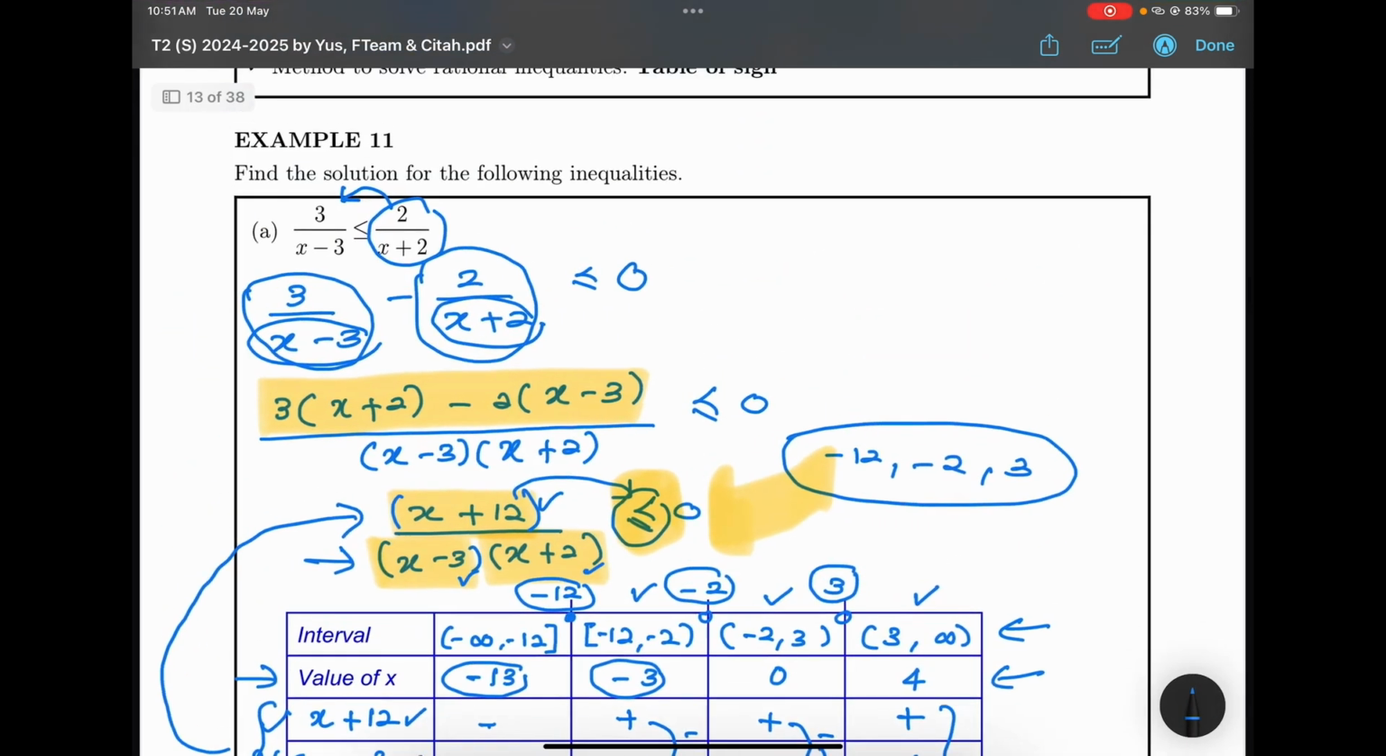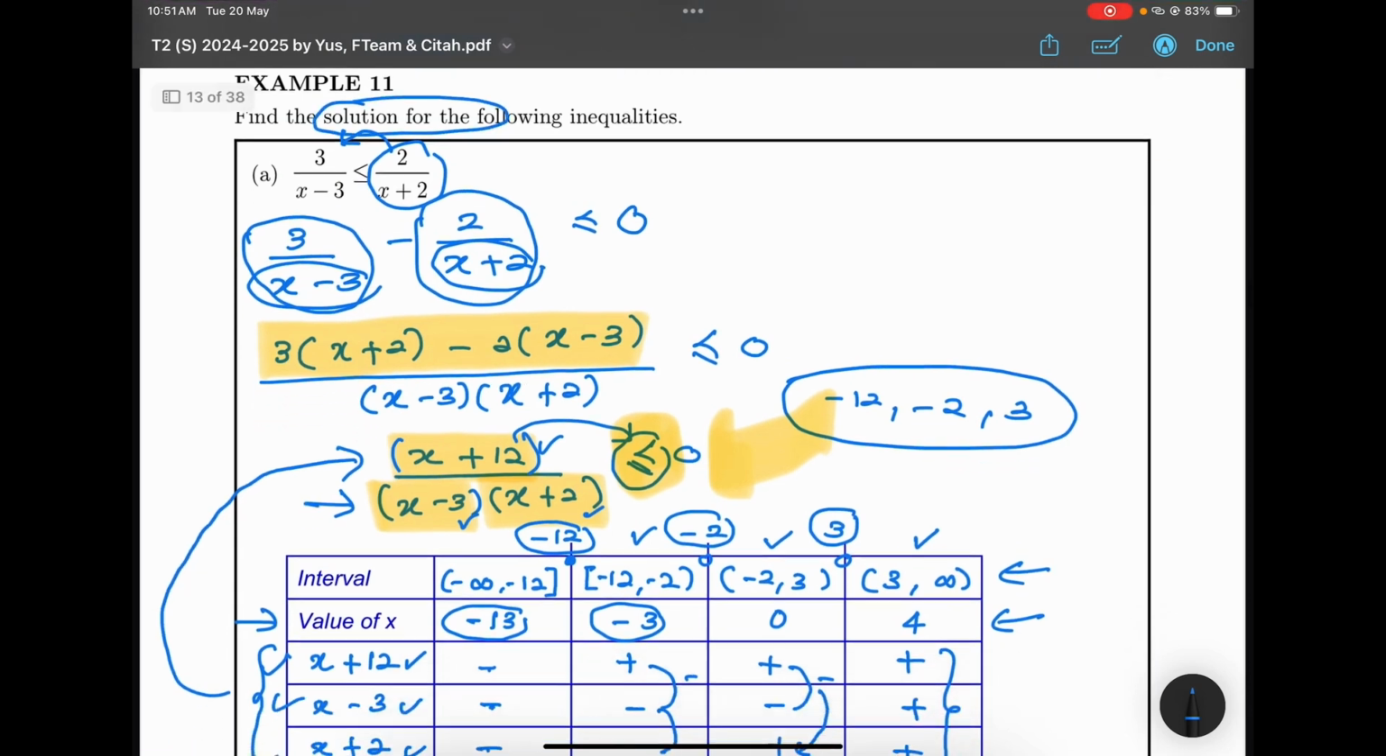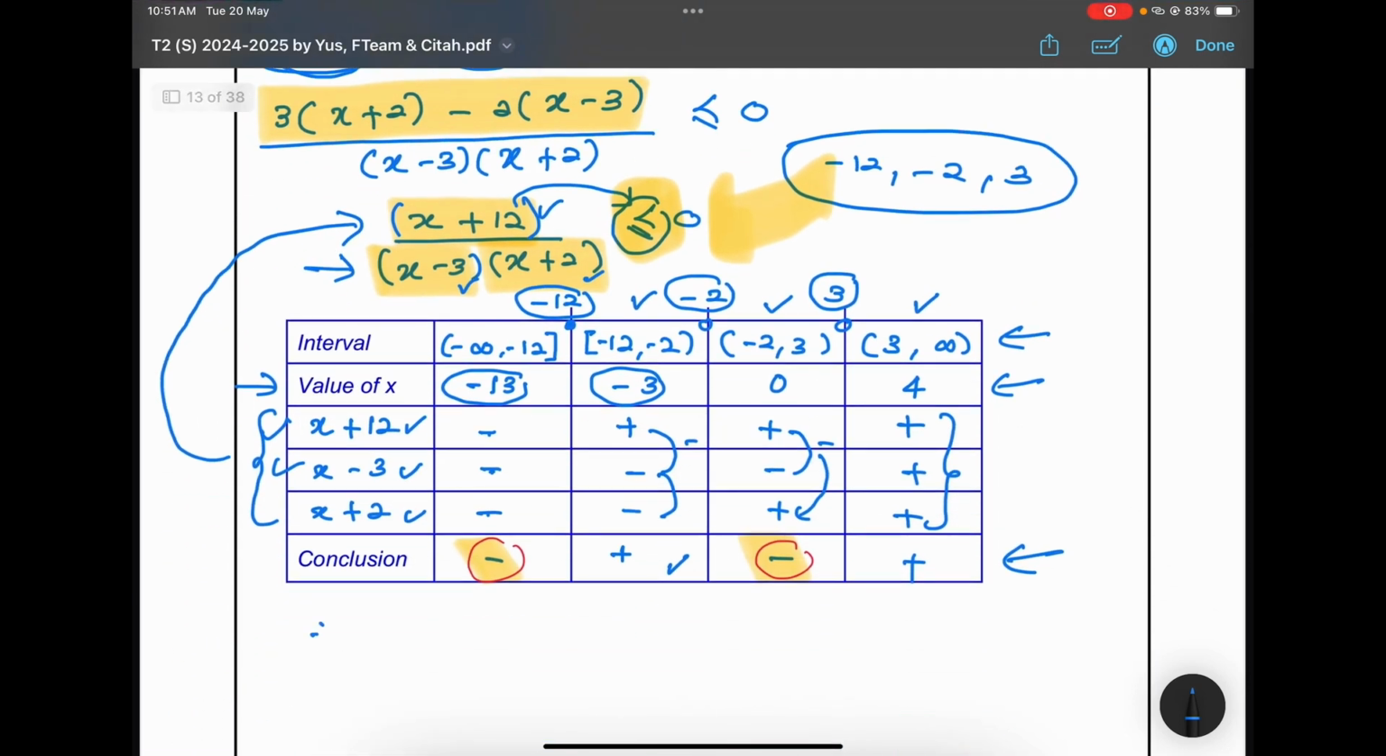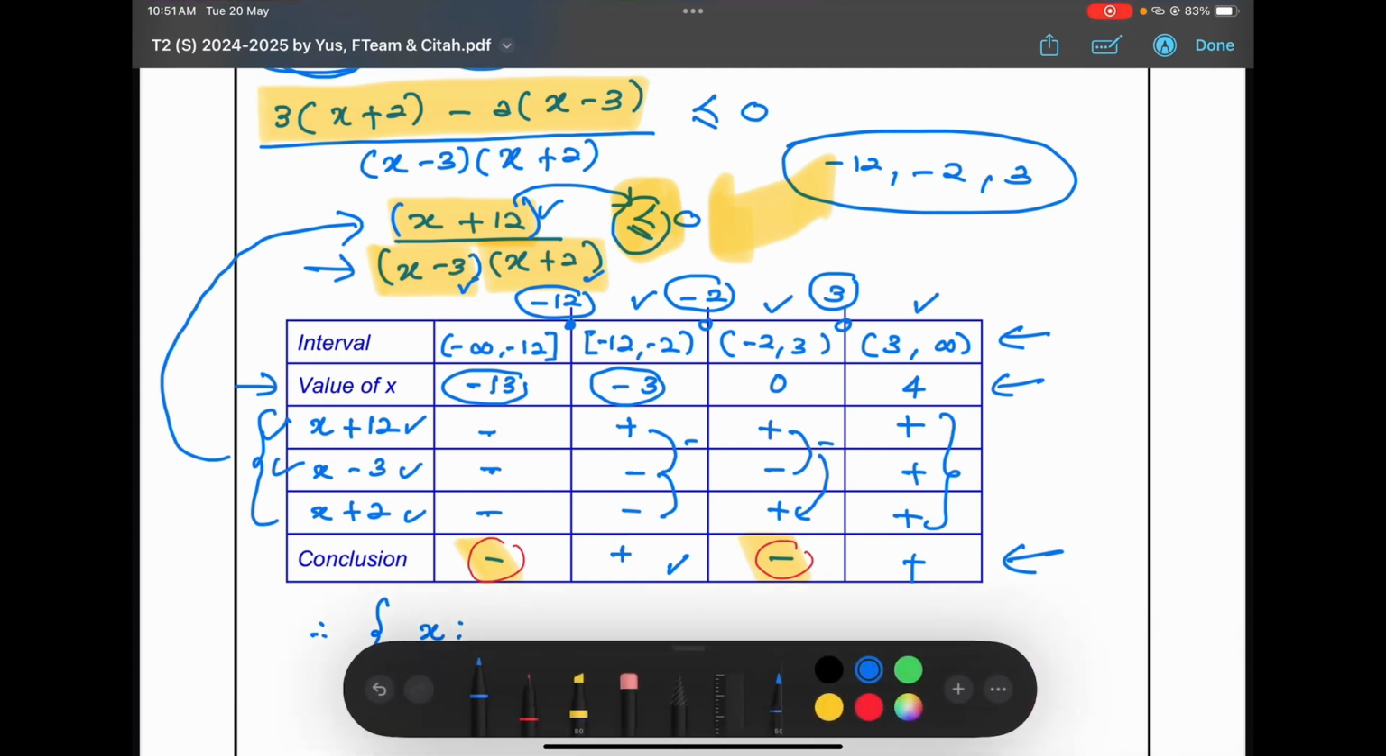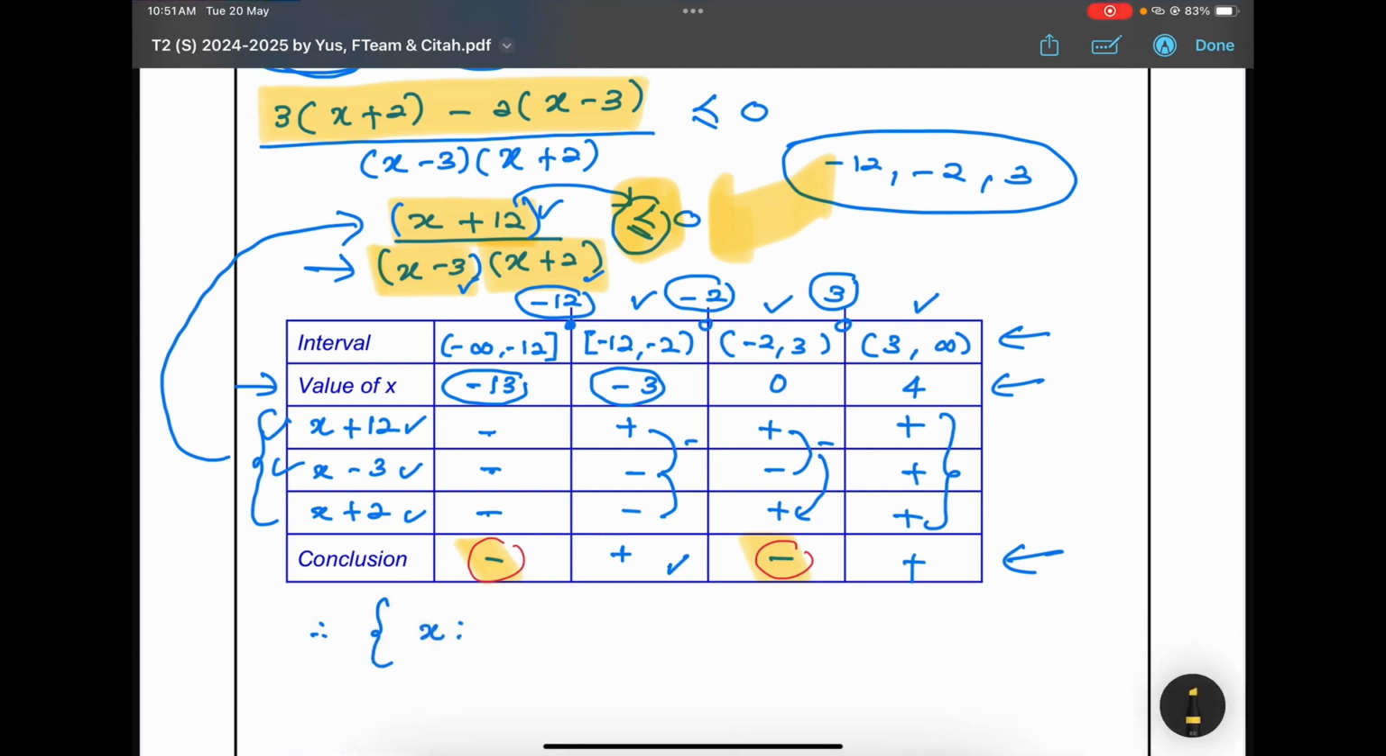Kenapa? Sebab soalan bagi dalam bentuk, soalan minta solution. Alright, so bagi dalam solution set. So macam mana nak buat solution set? Mudah sahaja. Okay, buat curly bracket macam tu, X titik bertindih. And then you tengok apa interval yang you pilih. You pilih interval this one and interval this one, right?